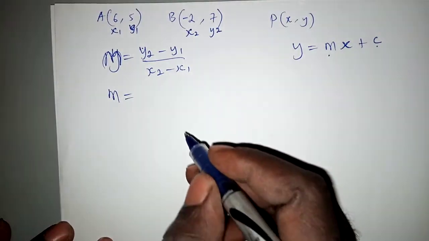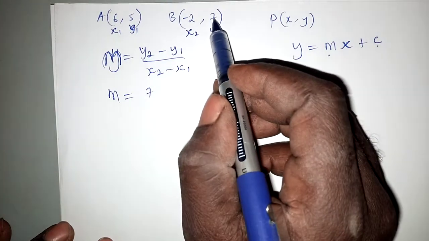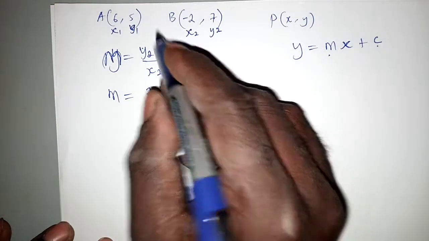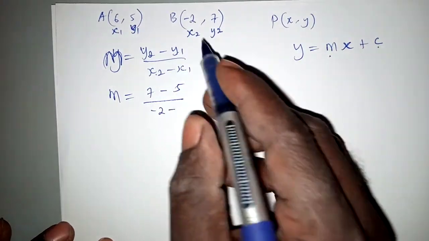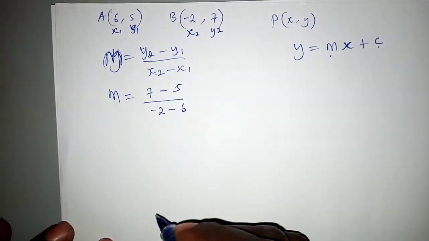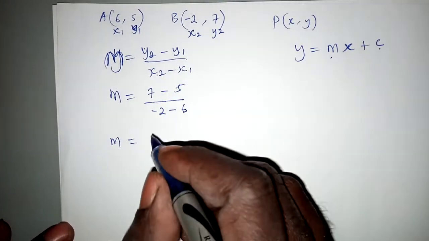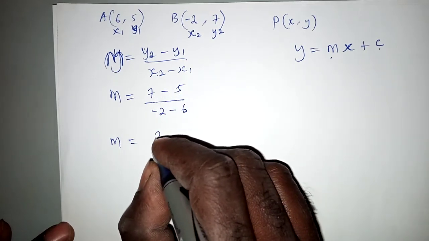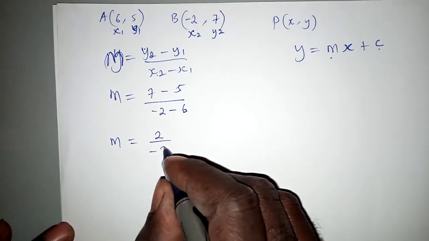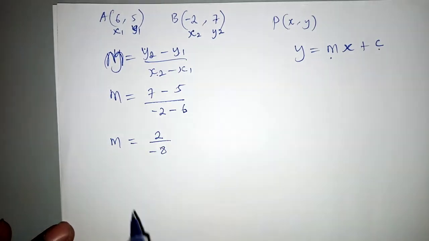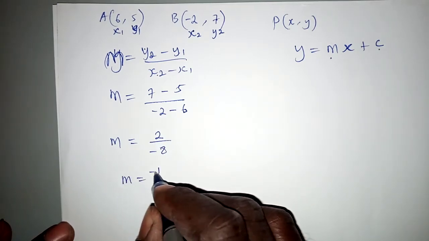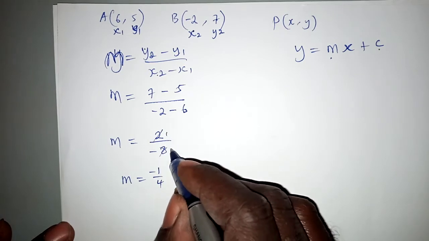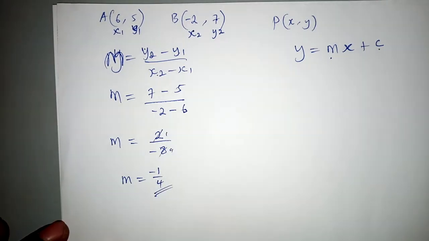So our gradient will be 7, that is y2, minus y1, which is 5, all over x2, which is -2, minus x1, which is 6. So our gradient will be 7 minus 5 is 2, and -2 minus 6 is -8. If you reduce this fraction to its lowest form, you will end up getting -1 over 4, because 2 becomes 1, and 8 becomes 4. So this is the gradient of the straight line that passes through these points.